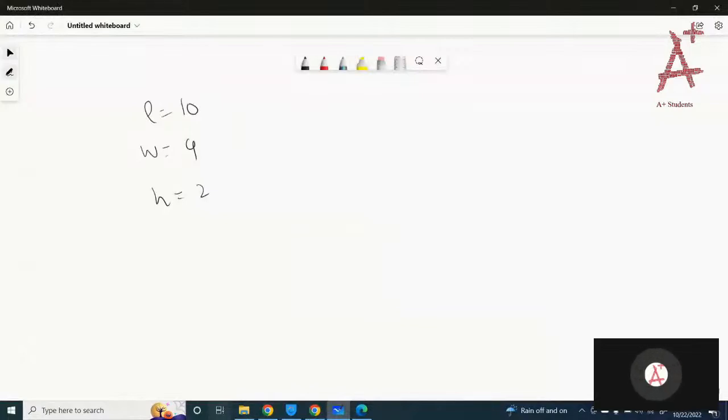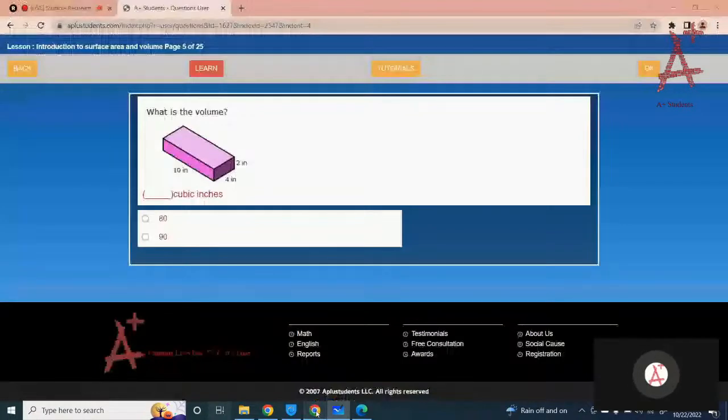So use the formula: volume equals length times width times height. So just do 10 times 4 times 2, which is 80. Got it? So the volume of the rectangular prism is 80. Select the correct option and then click on the OK button.